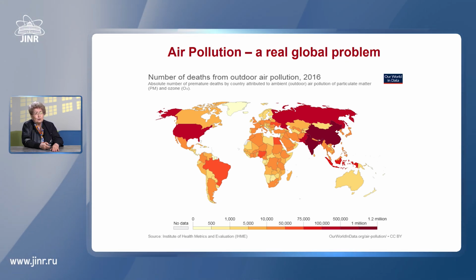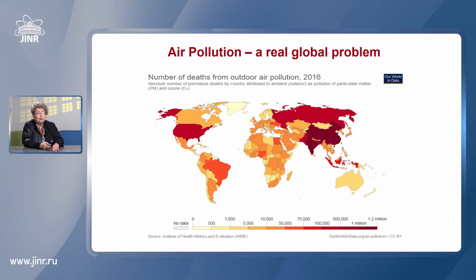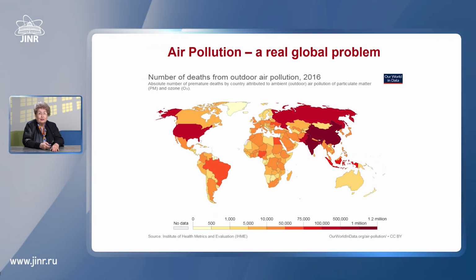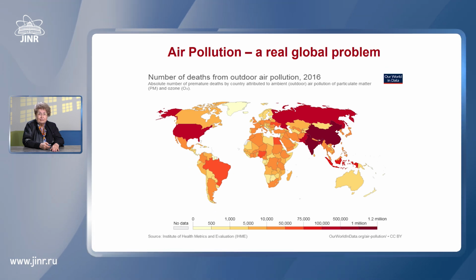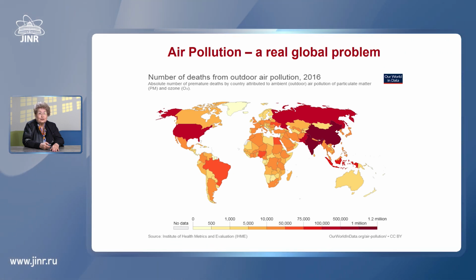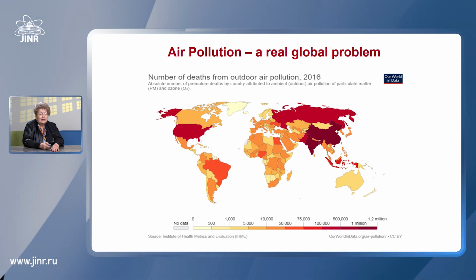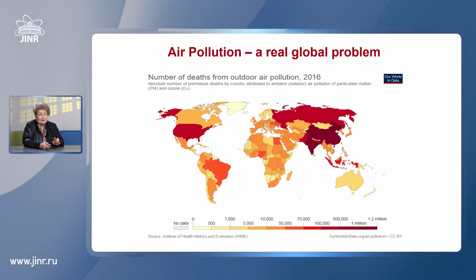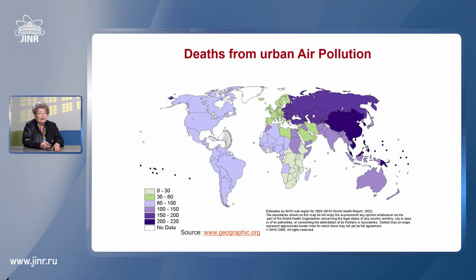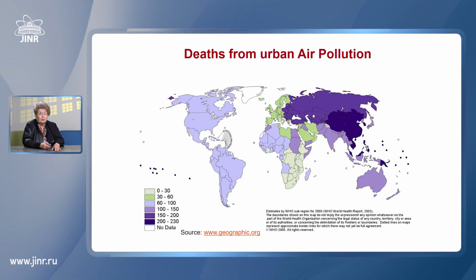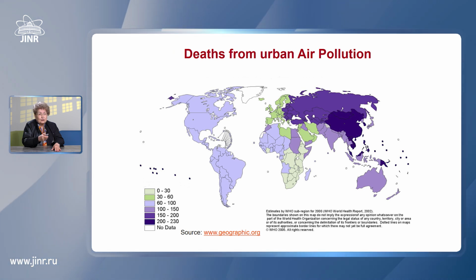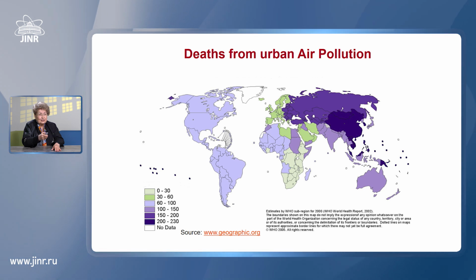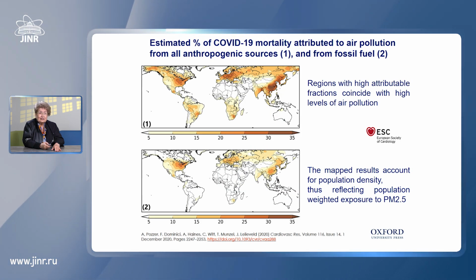Why is air pollution so important? Usually I like the words: without food a person can live 1 month, without water 1 week, and without air 5 minutes. So air pollution is a real global problem. Again, you see the dark colors which cover India, China, and some other areas of the world. That slide shows you the deaths from urban pollution, and again the most contaminated areas are the same: India, China, and some Polynesian islands.